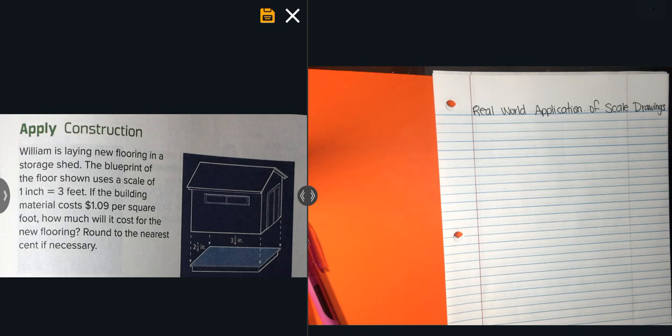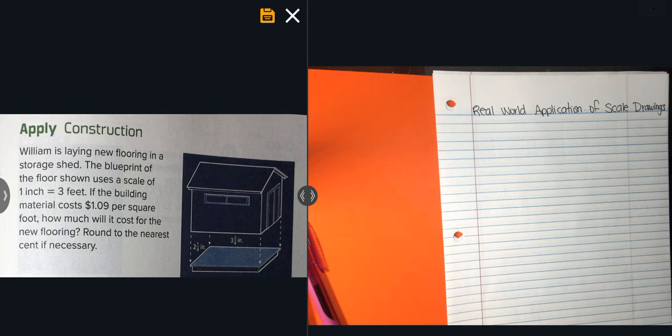Okay, so now we're going to do an example to see why we are learning about scale drawings. We have a real world question, and we're going to apply what we know about scale drawings. William is laying new flooring in a storage shed, and the blueprint of the floor is shown using a scale of 1 inch equals 3 feet. If the building material costs $1.09 per square foot, how much will it cost for the new flooring? They want us to round to the nearest cent if necessary. So remember, if we're talking about cents, it's the nearest hundredths place.